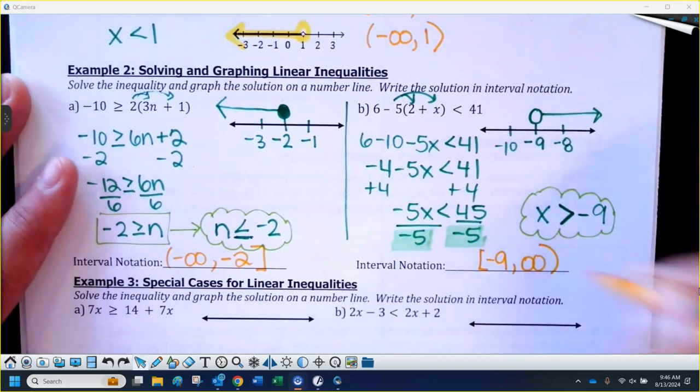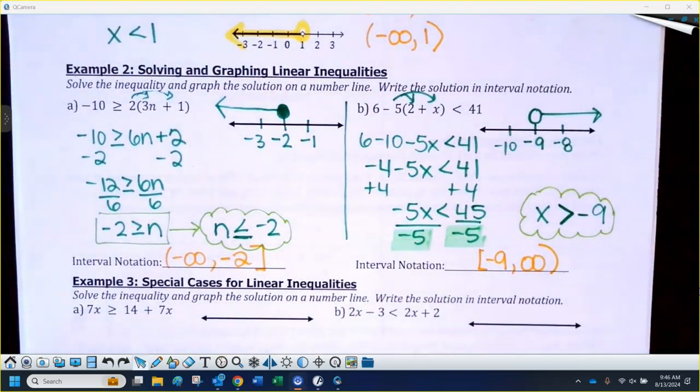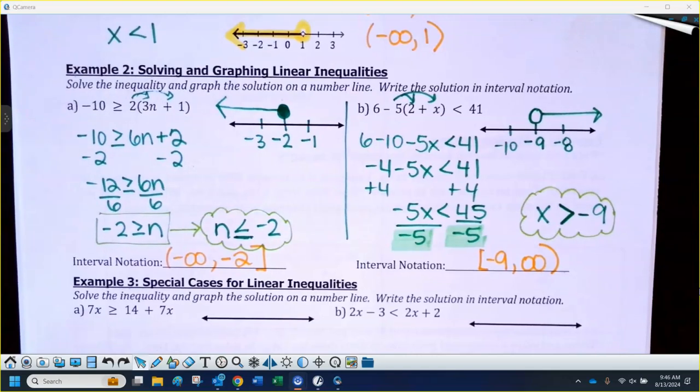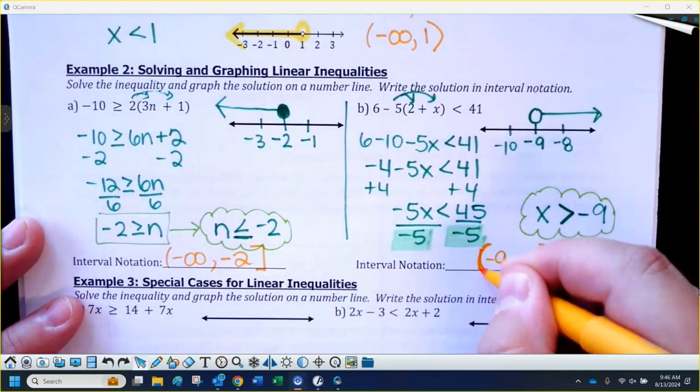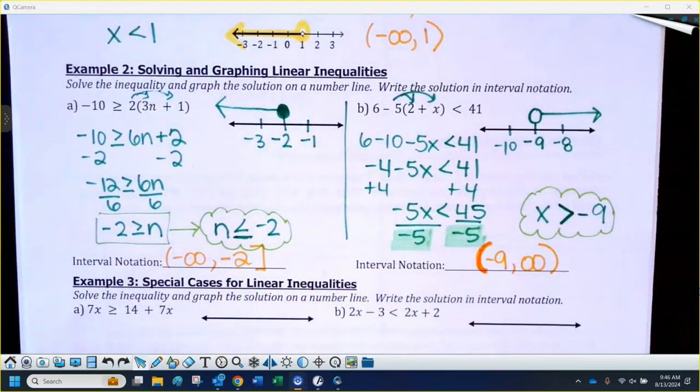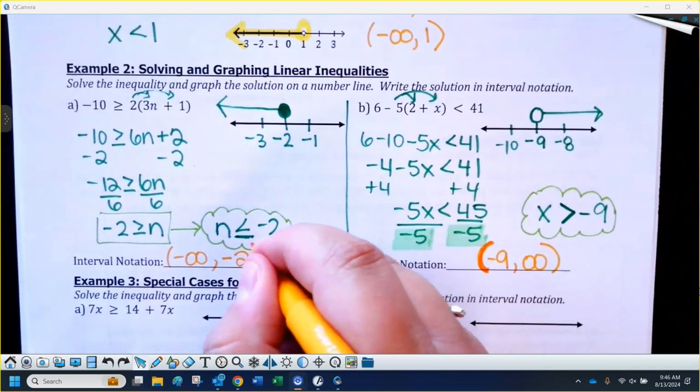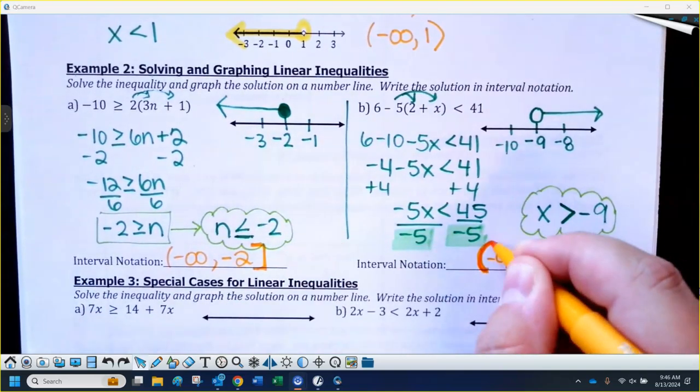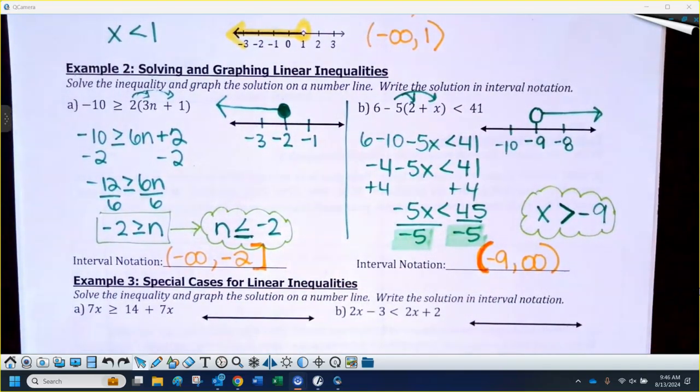Perfect. Bracket -9, that's the smallest value. And then everything to the right of that would go up to positive infinity. Excellent. Does anybody have a question? Yes, my fault. Parenthesis, because we have an open circle. That's my fault. Bracket on this one. Parenthesis on this one. Okay. Anybody else having a question?